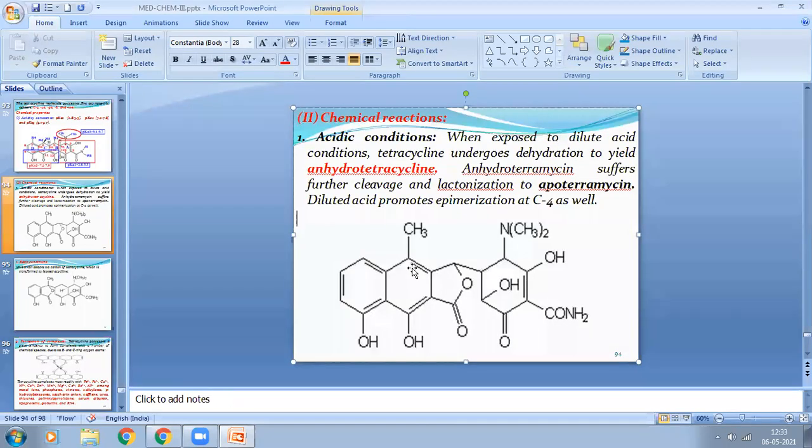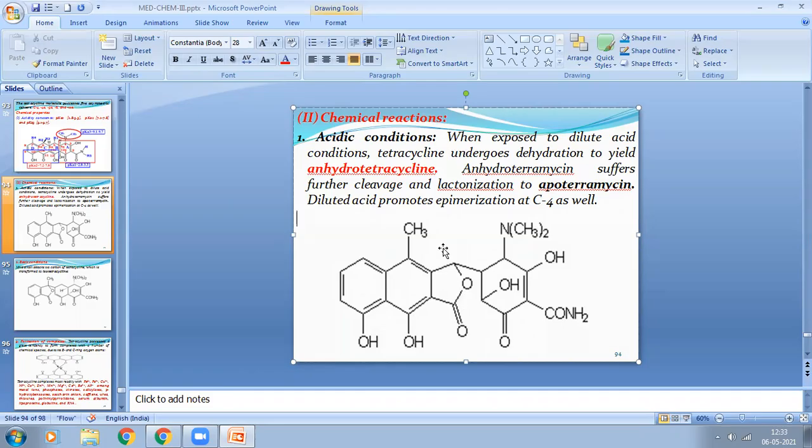If you expose the tetracycline to a dilute solution, it undergoes dehydration to give anhydrotetracycline. That anhydrotetracycline or anhydroterramycin further undergoes lactonization to give the apoterramycin, or epi-oxytetracycline, whose other name is epitetracycline. See, this undergoes the lactonization.